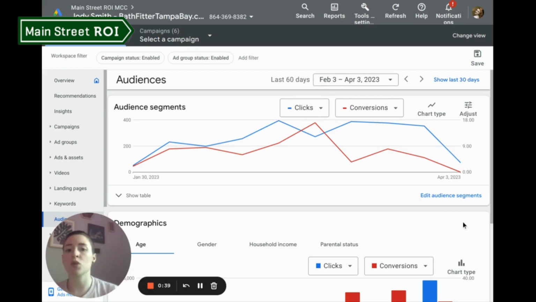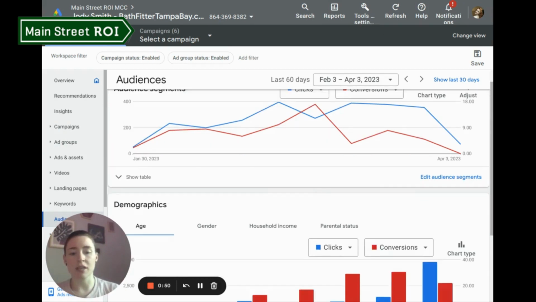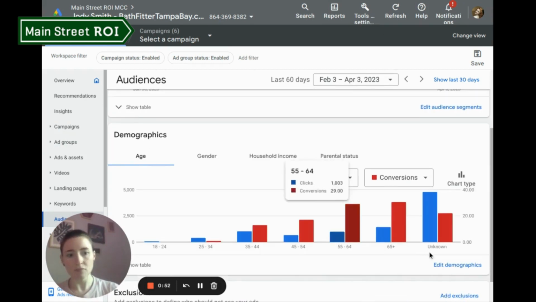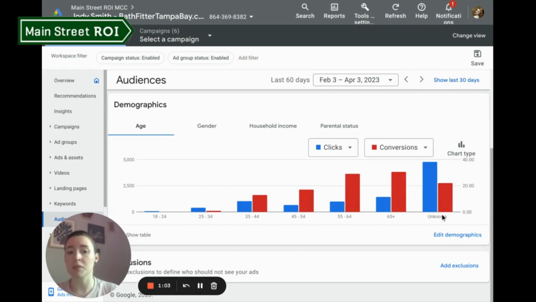So in order to get to your audiences, you're going to navigate to your Google Ads campaign, and then on the left side, scroll down to audiences and click on that. And your demographics are going to be about halfway down the page. So you can see there are a few different categories of demographics that they look at: age, gender, household income, or parental status. If you've been running Google Ads, there should be some data here. For example, you can click on each of these and see the number of clicks or conversions for each of these different demographic groups over whatever time span you have selected up top.